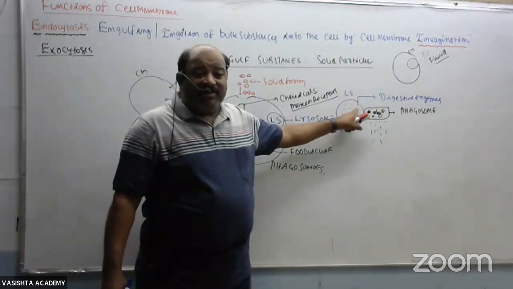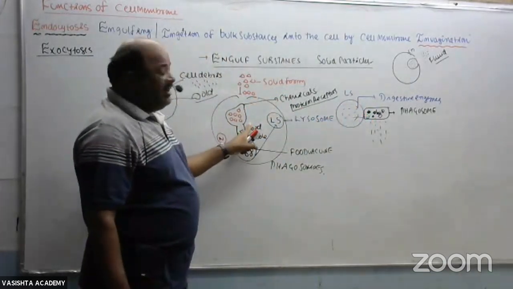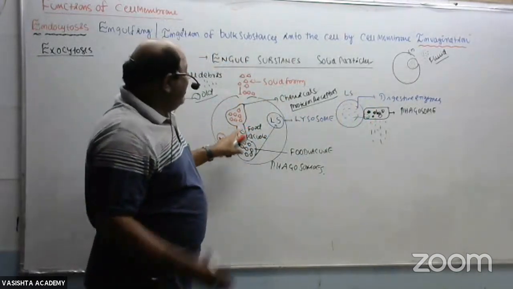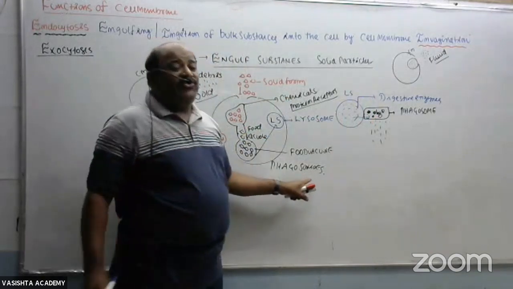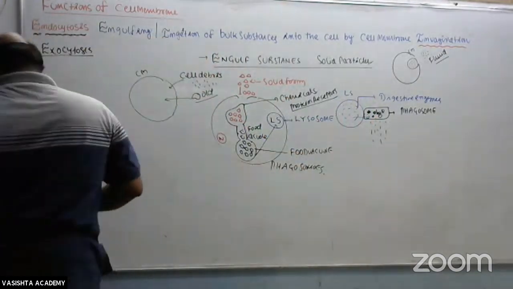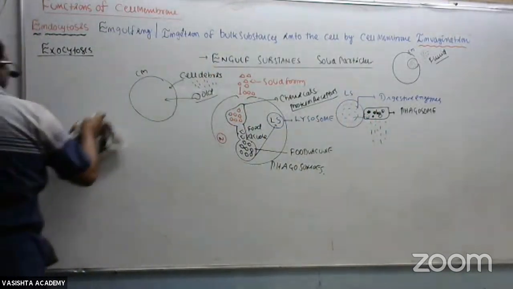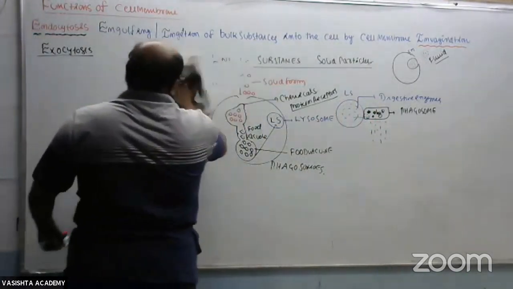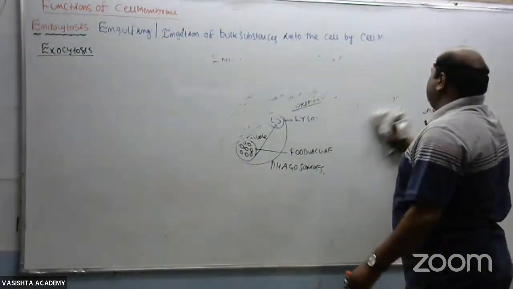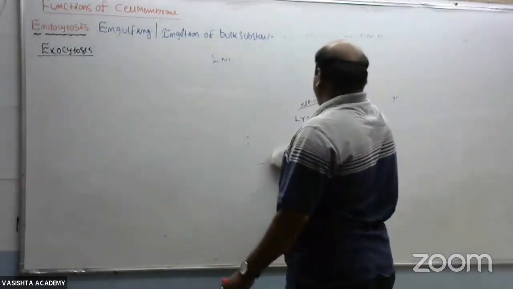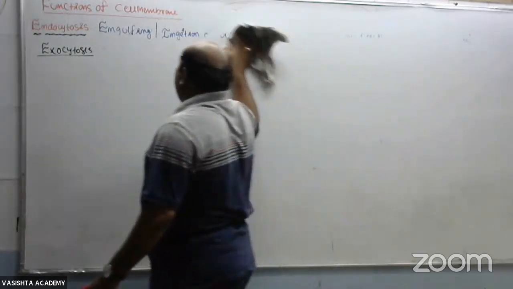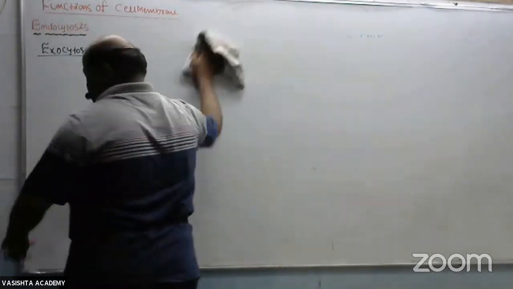Before it starts its function from outside to inside, that substance enters in the form of solid. Now they are formed as phagocytes. Okay, so that is about the endocytosis process. One is cell drinking and another is cell eating. One is pinocytosis, another is phagocytosis.